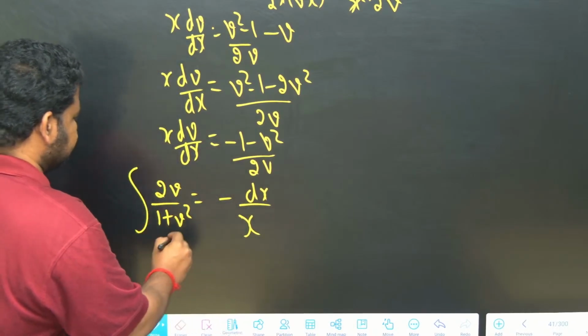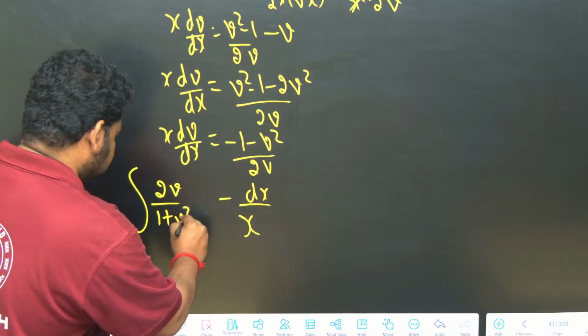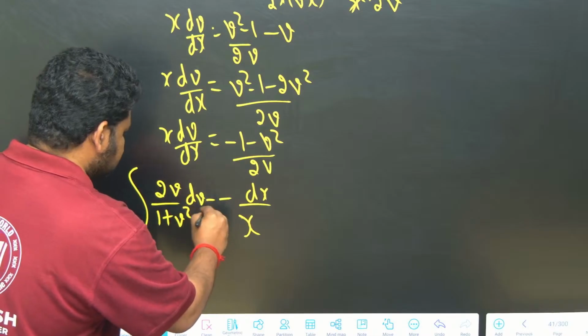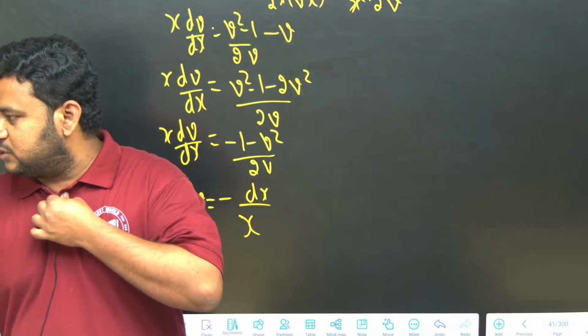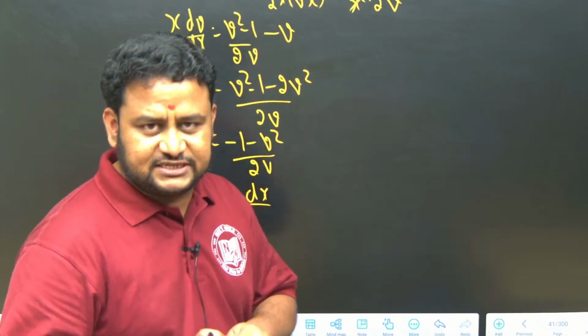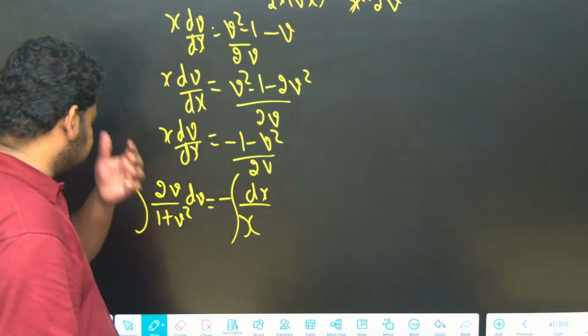This I will integrate. Here I should have dv also. So is equal to, this much I have. Clear? Now what should I do? I should integrate on both sides. Correct? So the integral of this, now what do I have?